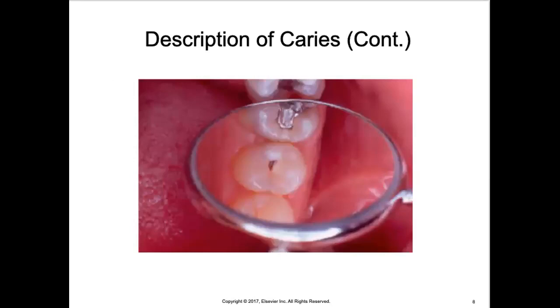So what cavities look like intraorally, or on a clinical examination. Here is a picture of a hole on the tooth. You can see that little dark cavitation there. That is a result of microorganisms that have gotten into the tooth and have literally eaten away at the tooth structure.